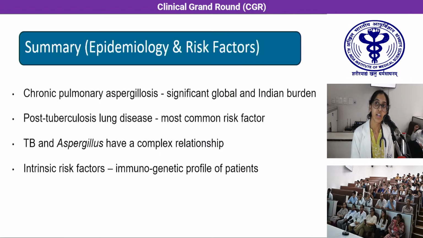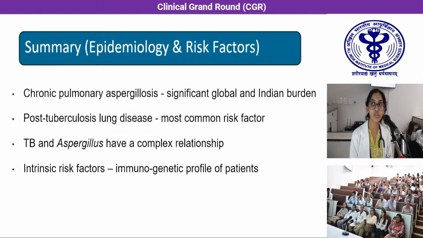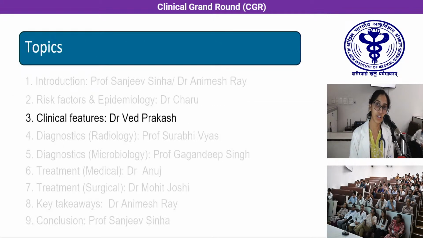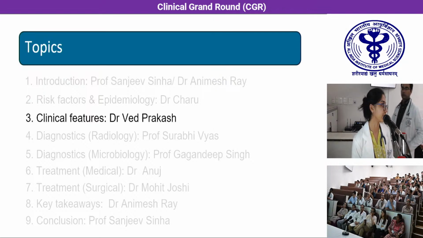Summarizing my part, which is the epidemiology and risk factors: CPA has a significant global as well as Indian burden. Post-tuberculosis lung disease is the most common and most important risk factor, along with other risk factors like COPD, post-NTM lung disease, etc. TB and Aspergillus have a manifold and complex relationship, and intrinsic risk factors like the immunogenetic makeup of the patient as well as the microbiome need to be kept in mind when dealing with such patients. So I would like to hand over to Dr. Ved sir for a discussion on the clinical features.